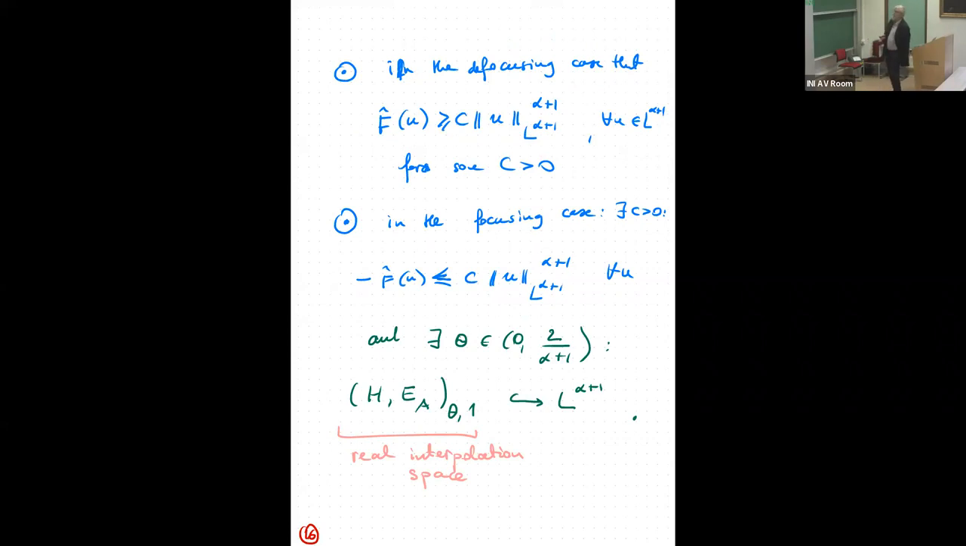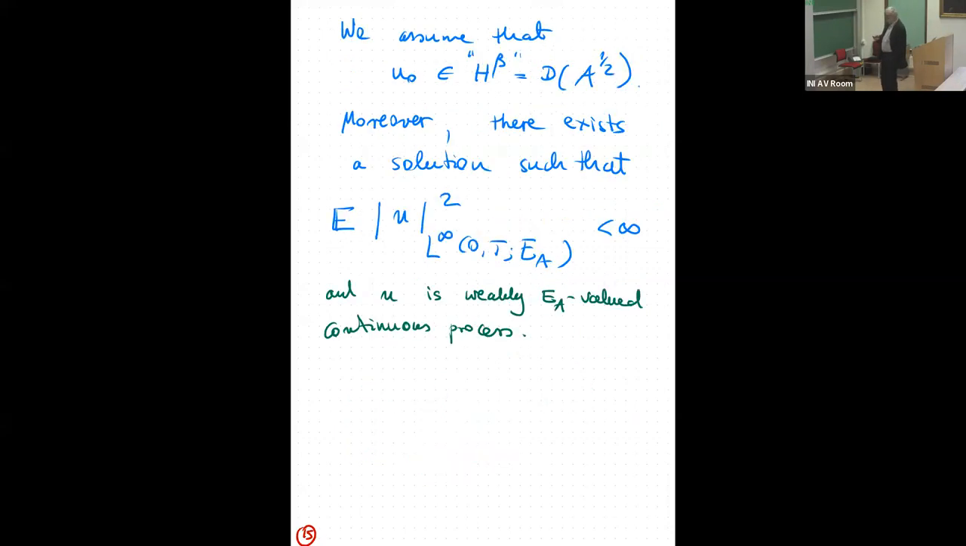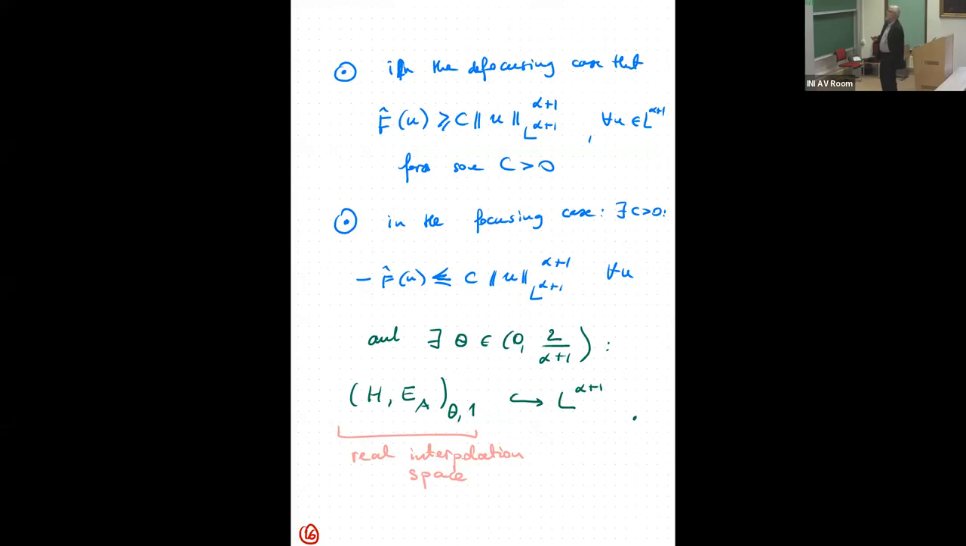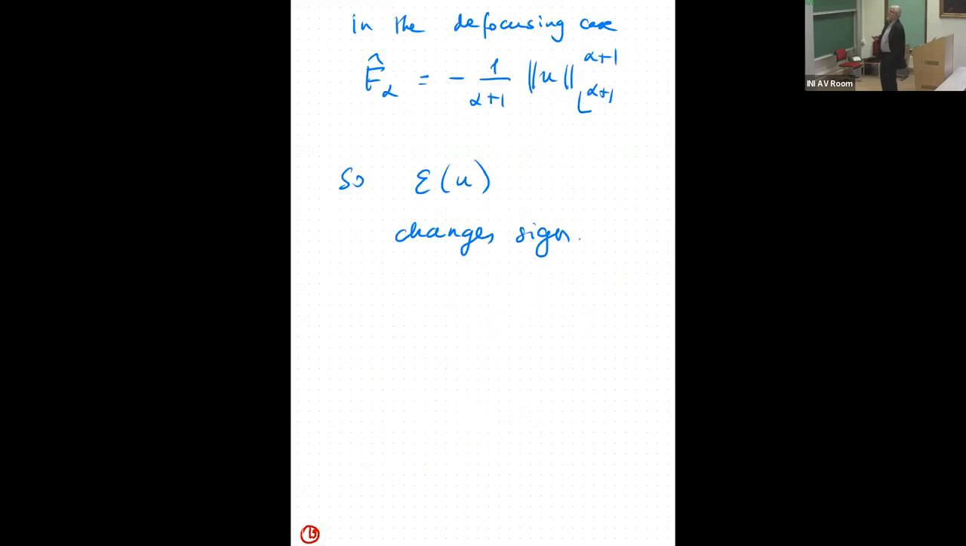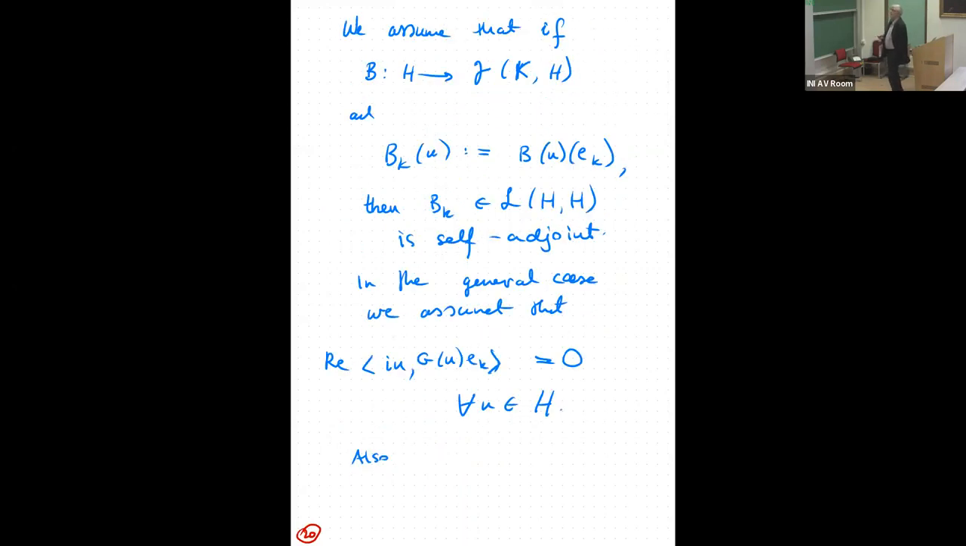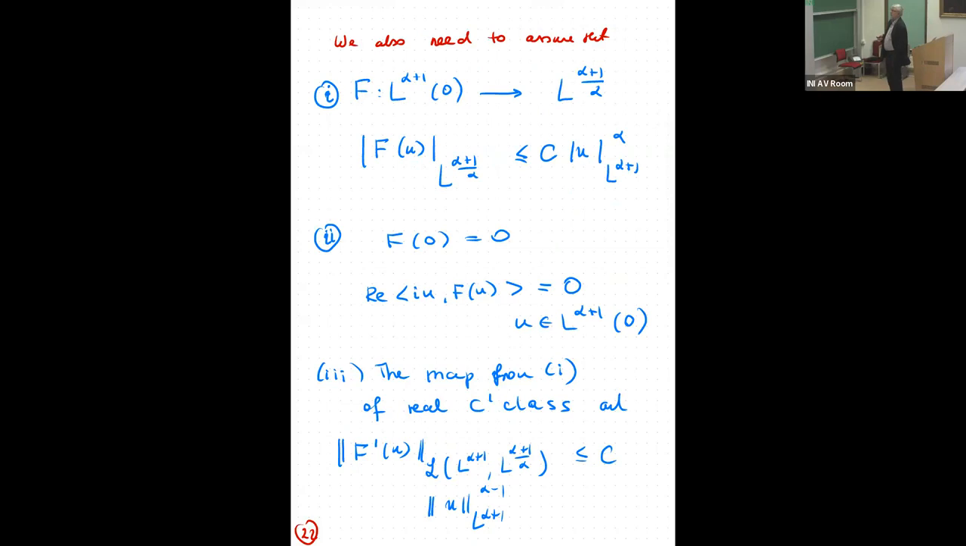So I want to speak a little bit more in detail about the assumptions. When we consider general F in the defocusing case, we assume that... sorry, there is something, some order is wrong. I think I started the assumption, but I need to come back to that part because there is a wrong order.